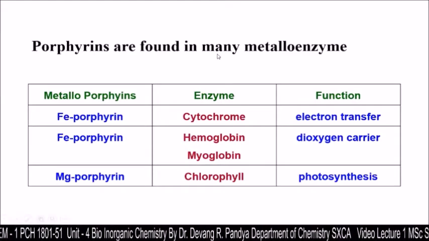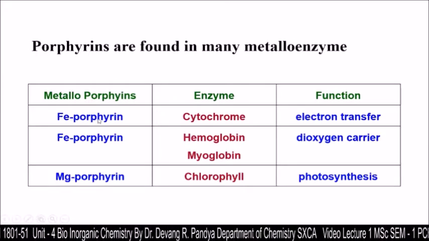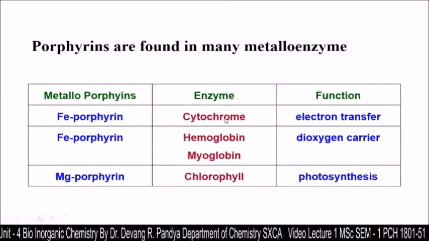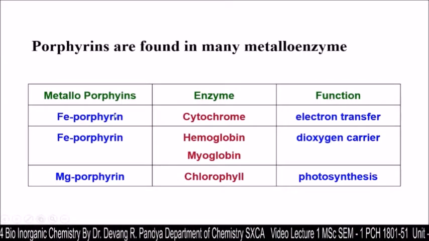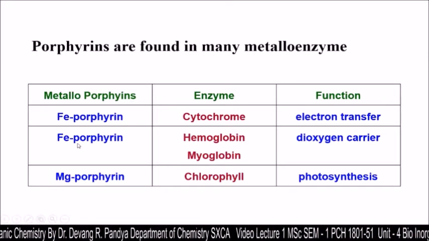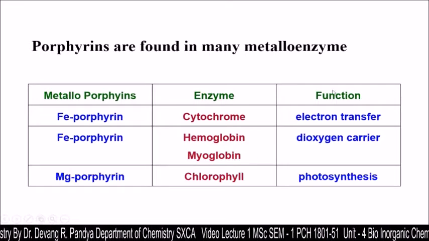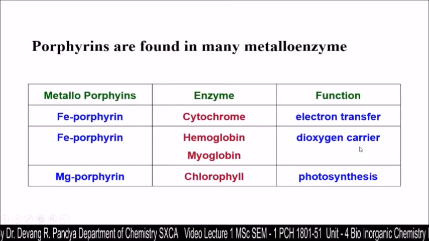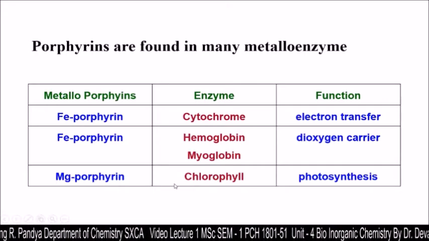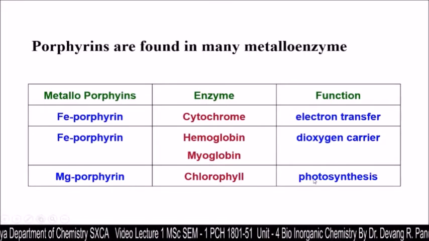Porphyrins are found in many metalloenzymes. Fe porphyrin is found in cytochrome, and the function of that metalloporphyrin is electron transfer. Fe porphyrin is even found in hemoglobin and myoglobin, and the function is as a dioxygen carrier. Magnesium porphyrin is found in chlorophyll, and its main function is photosynthesis.